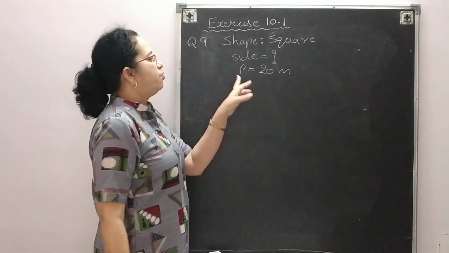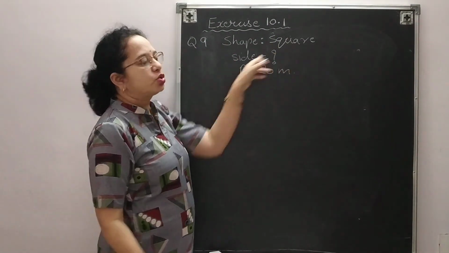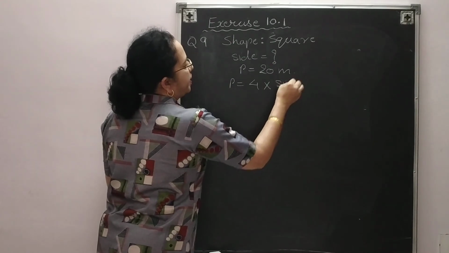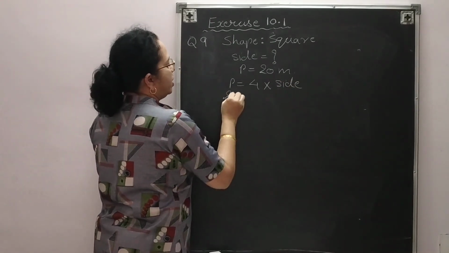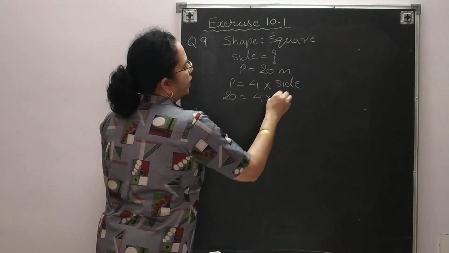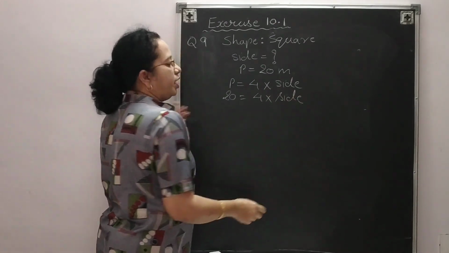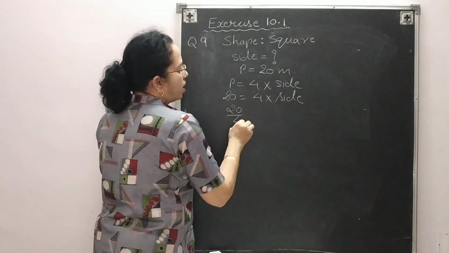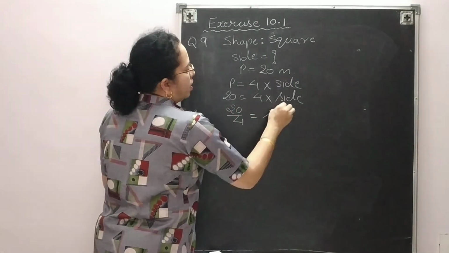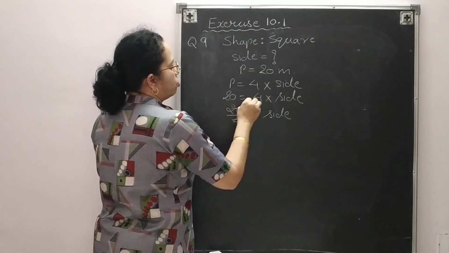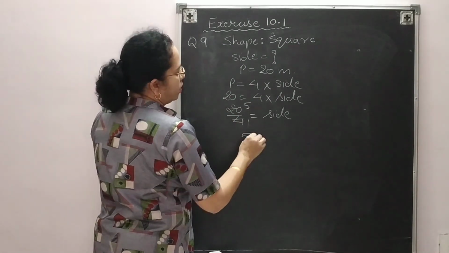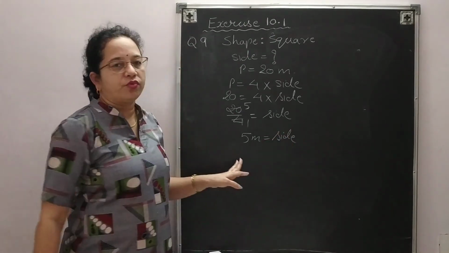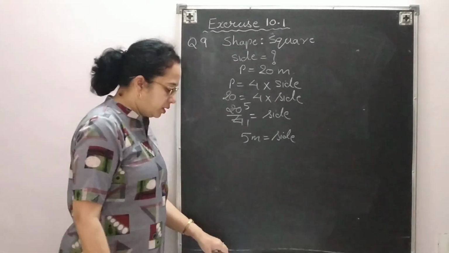So we will start with the formula for the perimeter of a square. What is the perimeter of a square? 4 into side. Substitute the values. 20 is equal to 4 into side. This side we need to find out. 4 is in multiplication, so on the left hand side 4 will come in division. We can cut the numbers. 4 1s are 4, 4 5s are 20. So 5, your unit is meter. So the length of the side of the square is 5 meters.